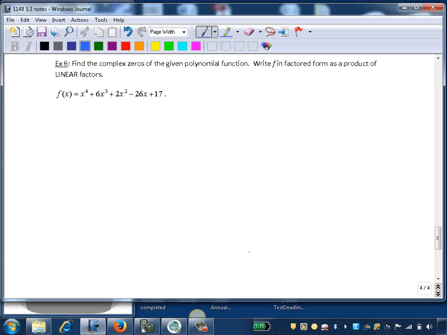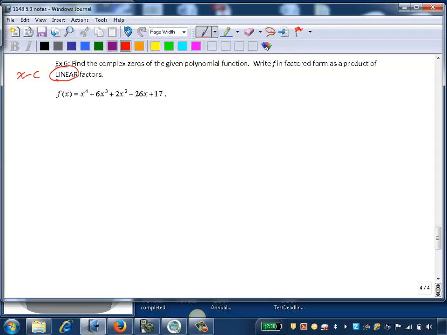Find the complex zeros of the given polynomial function, then write f in factored form as a product of linear factors. So let's circle here linear, so we know our factors have to be in the form x minus some constant. So we don't want any x squared factors or x cubed factors, they have to be linear.